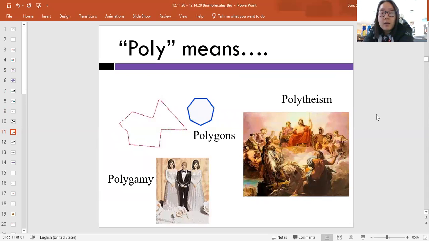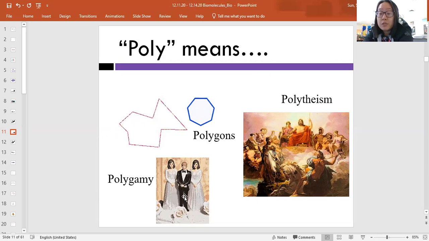Poly, now, you have polytheism, you have polygons, you have polygamy. Poly means many, right? So if you look at these images right here, polytheism means believing in many gods. So you have a religion that is polytheistic, meaning the religion has many gods. For example, like Greek mythology, where there's Zeus, Athena, Hera, Demeter. All of those are multiple gods, but it's still one religion.